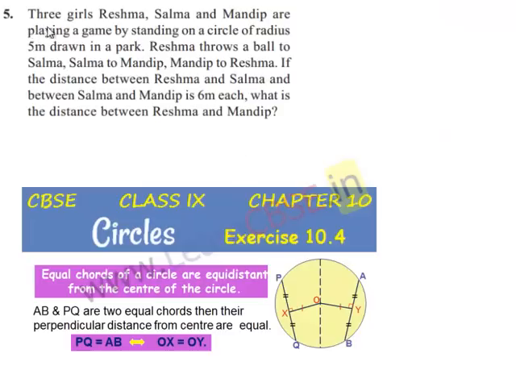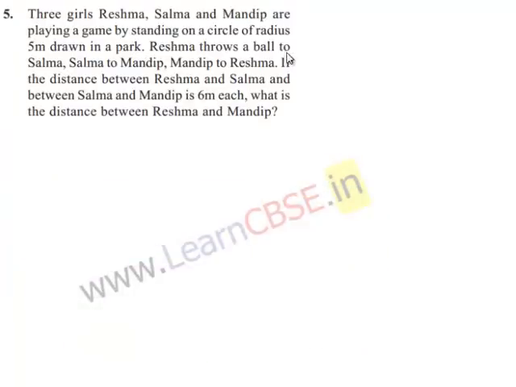Moving on to the 5th question. Three girls, Reshma, Salma and Mandeep, are playing a game by standing on a circle of radius 5 meters drawn in a park. Reshma throws a ball to Salma, Salma throws to Mandeep, Mandeep to Reshma. If the distance between Reshma and Salma and between Salma and Mandeep is 6 meters each, what is the distance between Reshma and Mandeep? Now moving on to the solution.